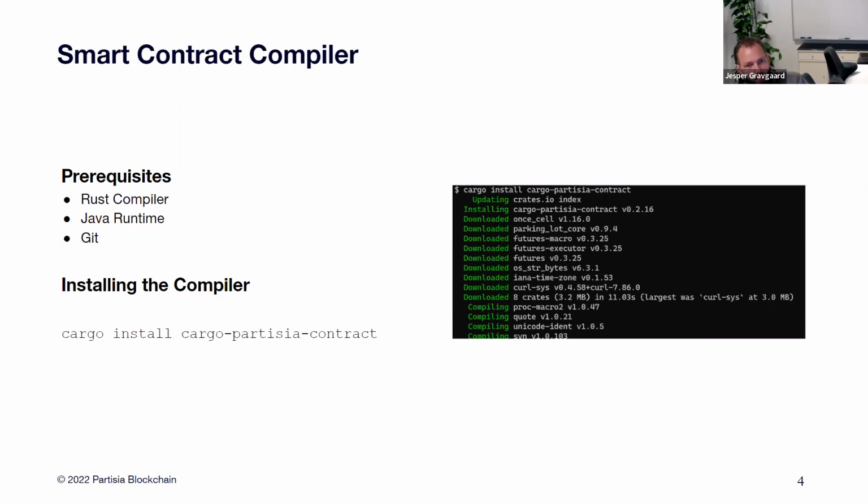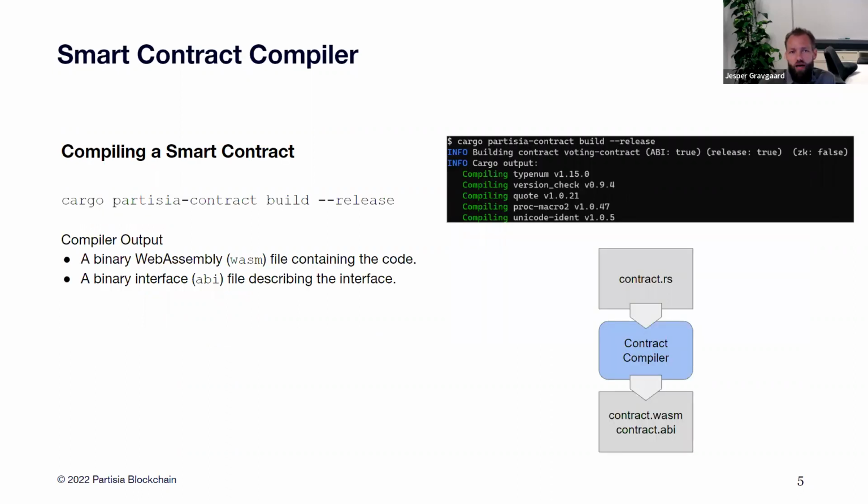Thank you. Well, I'll move on. So when you've installed the compiler, you now have a new tool available to you, the Cargo Partisia contract tool. What this tool does is package into one command line everything that you need to compile contracts. So I'll show you now how to actually build a smart contract.